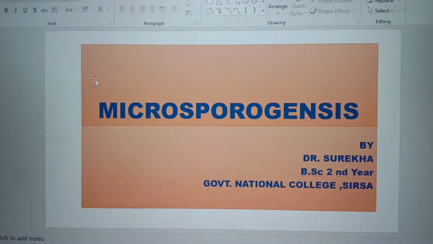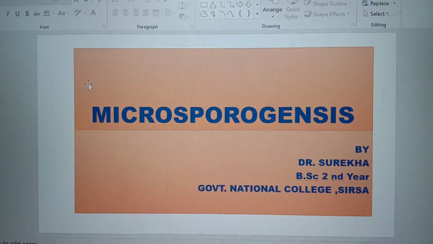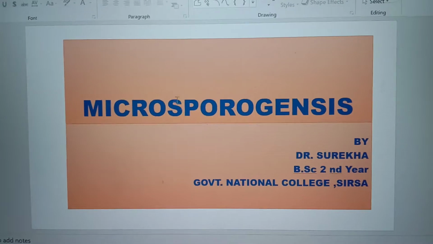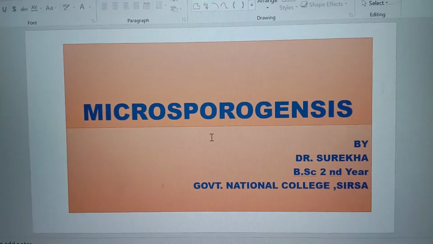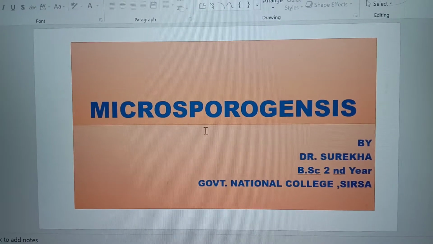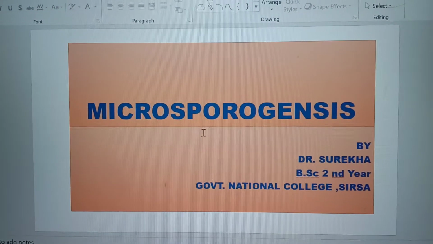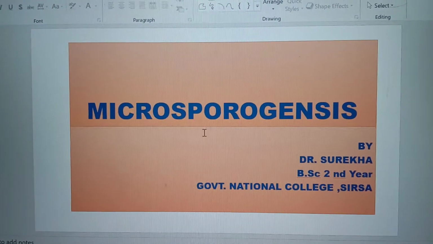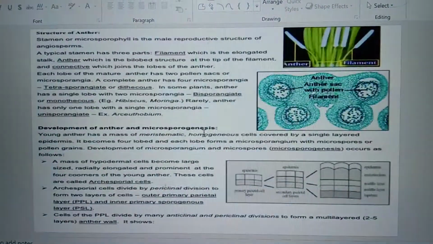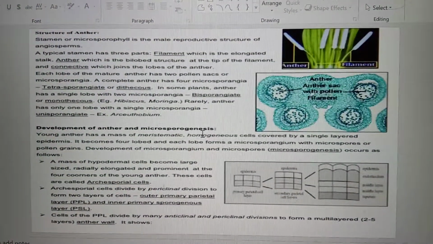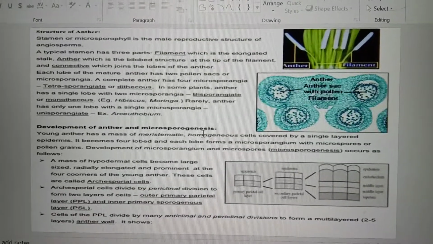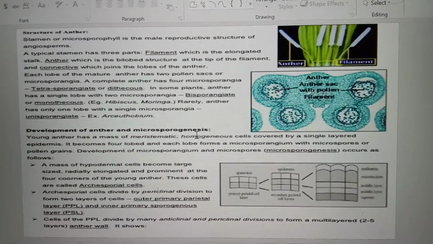Friends, today we will start with our new topic, microsporogenesis. Microsporogenesis means formation of the microspores. How the microspores are formed. Microspores and the pollen grains are one and the same thing. These are the spores which further lead to the formation of the male gametes.